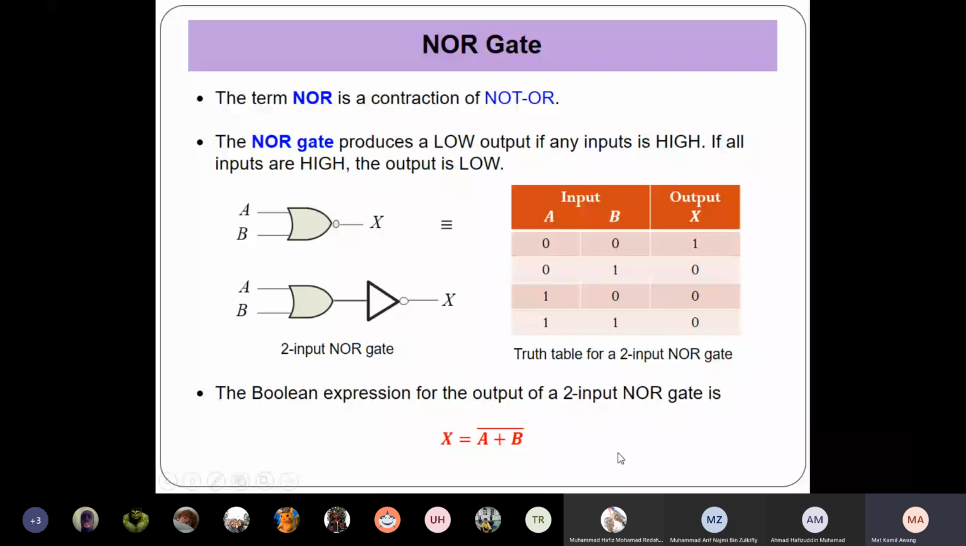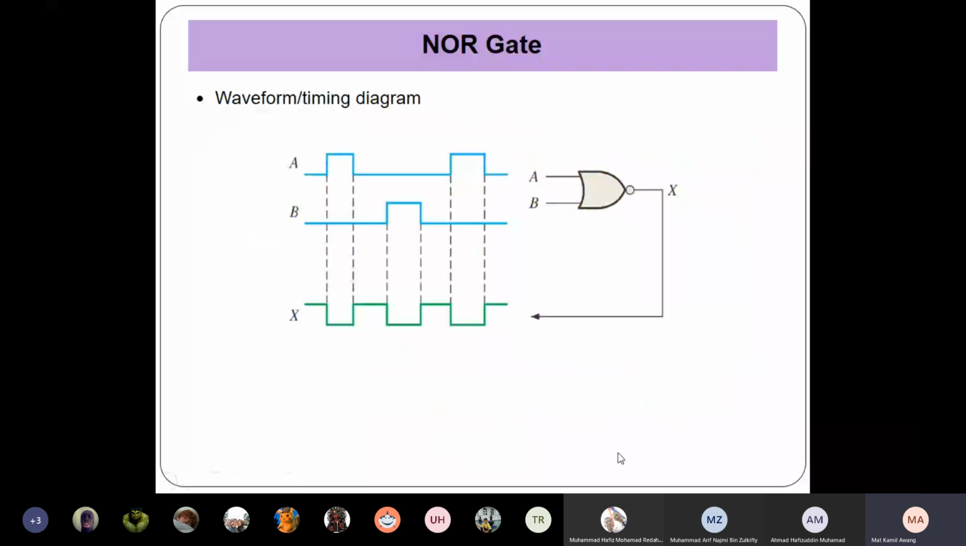This is the timing diagram for the NOR gate. Let's say A is 1, 0, 0, 0, 1, 0, and B is 0, 0, 1, 0, 0, 0. When any one of them, A or B, is high, the output is 0. So the answer is 0, 1, 0, 1, 0, 1.